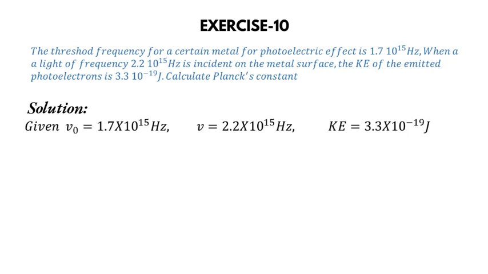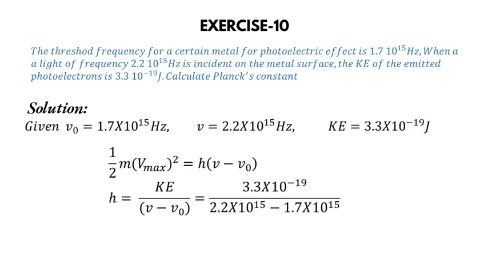Kinetic energy is given, which is equal to 3.3 times 10 to the power minus 19 joules. We substitute in the equation half m v max squared equal to h times (ν minus ν0). Therefore, h equals kinetic energy divided by (ν minus ν0), which is equal to 3.3 times 10 to the power minus 19 divided by (2.2 times 10 to the power 15 minus 1.7 times 10 to the power 15). Therefore, Planck's constant h equals 6.6 times 10 to the power minus 34 joule second.